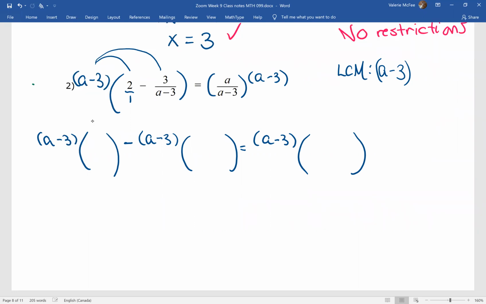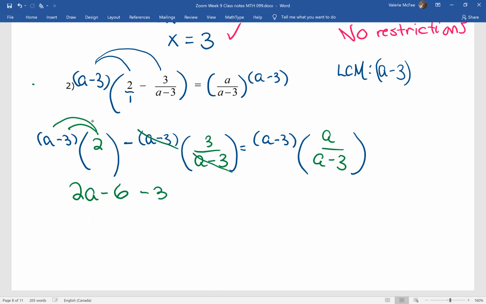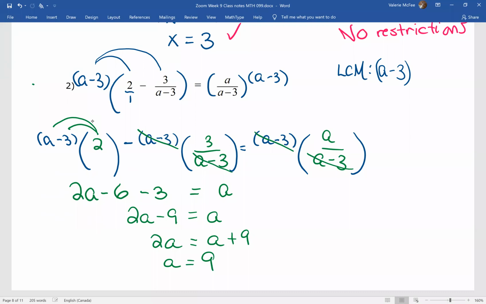So we have a minus 3 times 2, a minus a minus 3 times 3 over a minus 3 equals a minus 3 times a over a minus 3. We can use the distributive property here. a minus 3 divides out, so we have minus 3. a minus 3 divides out equals a. We can add 9 to both sides, subtract a from both sides, and we find that a equals 9.